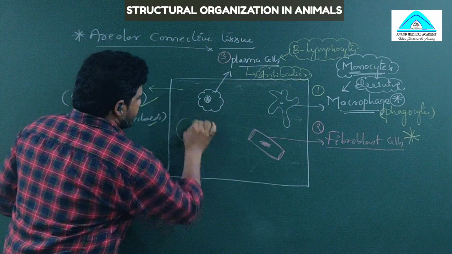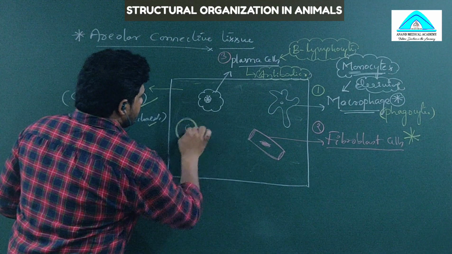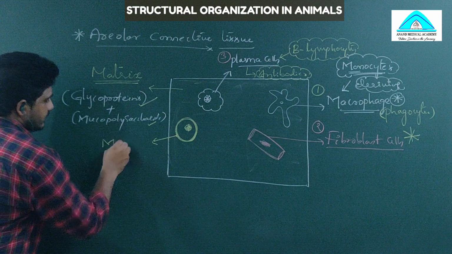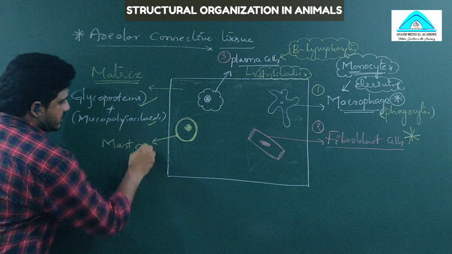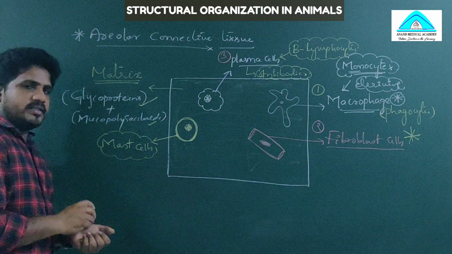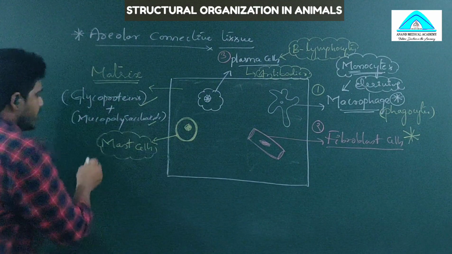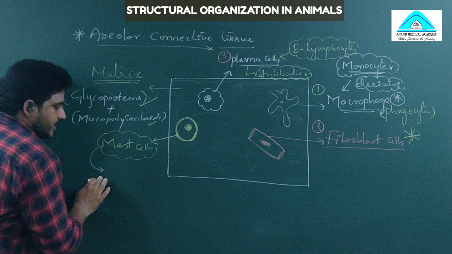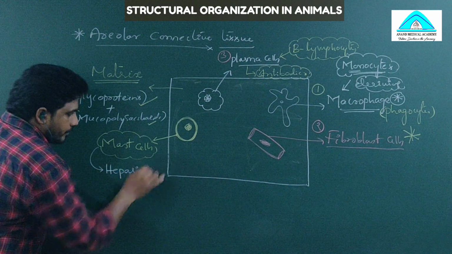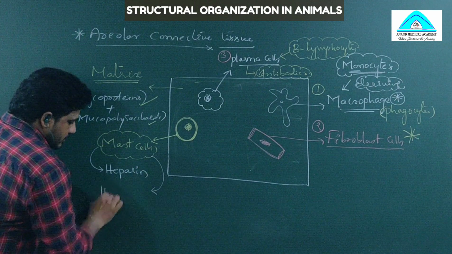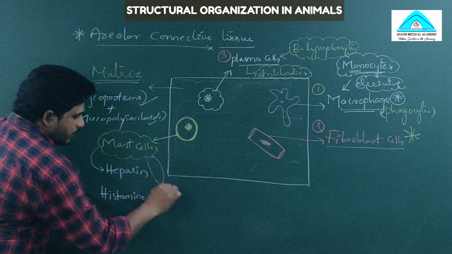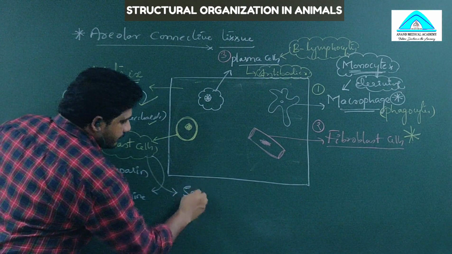The fourth type of cells are called mast cells. M-A-S-T, mast cells. These mast cells play a very important role in the areolar connective tissue. These mast cells are deriving three different types of chemicals. First one is heparin, second one is histamine, and third one is serotonin.